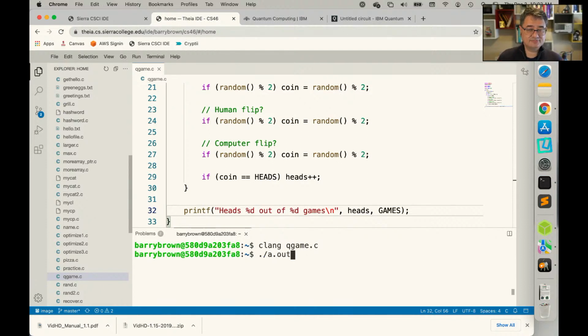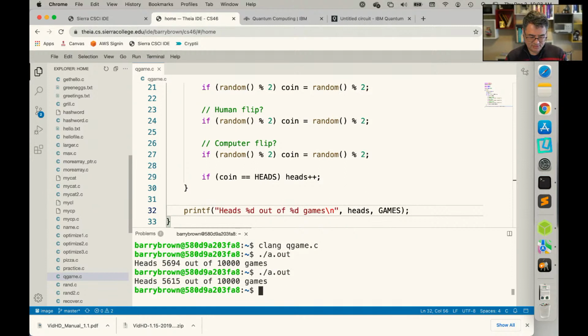And here we go. So out of 10,000 games, 10,000 flips, it came up heads 5,694 times. We can do it again. It's about the same.